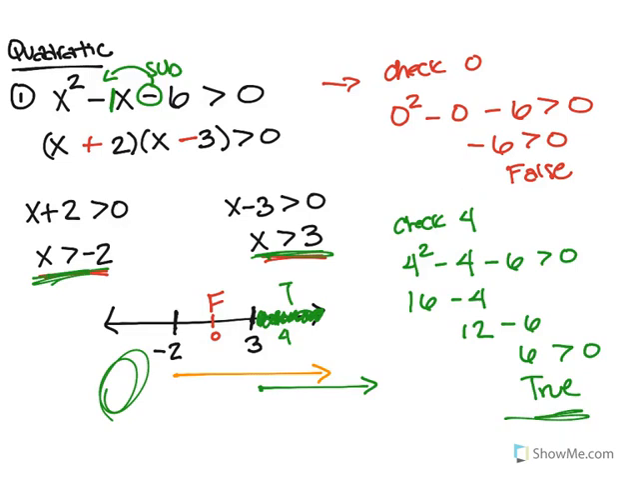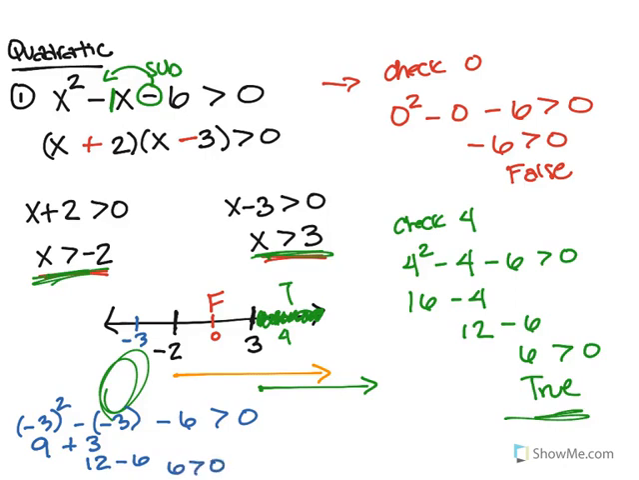So if you were to try -3, ain't that on the other side? If we plugged in -3, which would be -3 squared minus a -3, you just got to watch these signs, minus 6, would that give us greater than 0? That's 9. That becomes a +3, right? Ain't that 12? What's 12 minus 6? And isn't that bigger than 0? You got the exact same thing. Do y'all follow me? So it's also true over here.